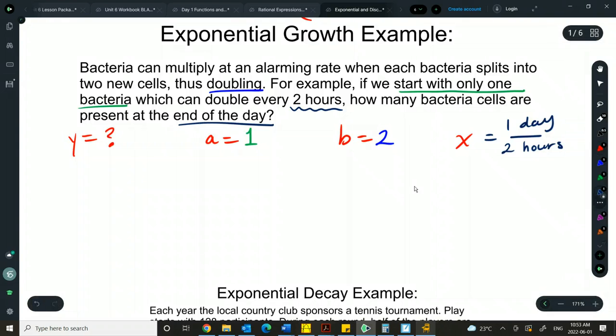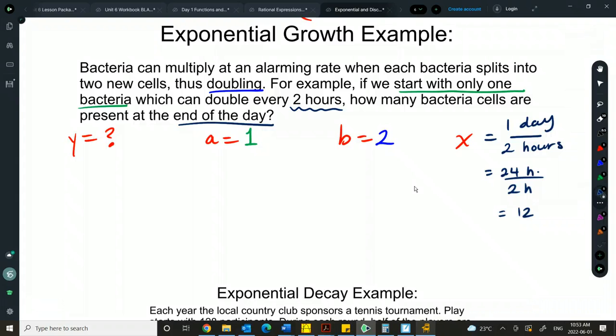There is a problem here, however. I can't have a unit in days and a separate unit in hours. These need to be in the same unit of measurement. So 1 day, I'm going to switch that to 24 hours over 2 hours, which gives us 12 for X. So within that day, 12 doublings have occurred. That's what X really is. How many times has the growth or decay happened within your given time period?